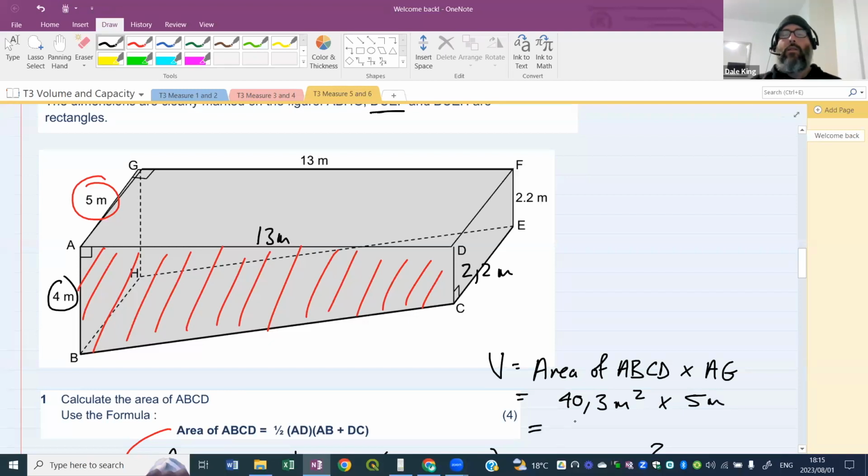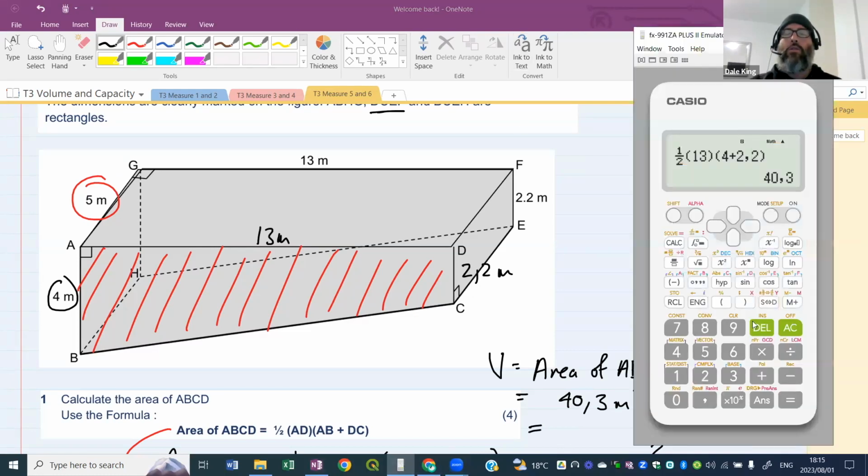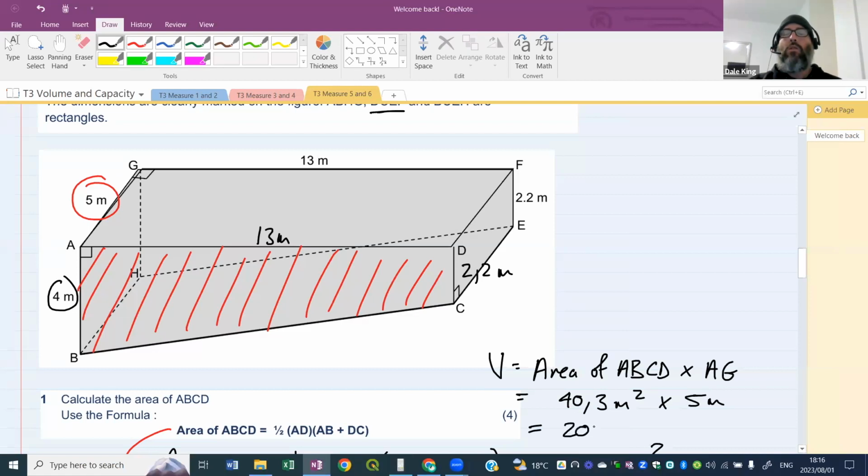All right, and we should get an answer from this. Yes, good, mentioning that the units are cubed. Good. So 40,3. Let's check if you guys are on the money. Times 5 is 201,5. Very good. So it's 201,5 meters cubed.